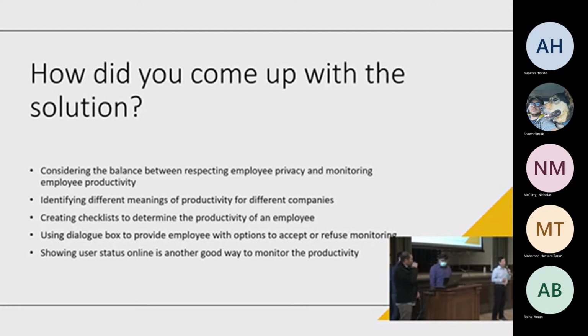We also thought about how to make a checklist. The checklist is a good way to monitor productivity because it can find out the number of tasks an employee has completed and how well the employee has done the task. In addition, we use user status, including online and away, in our chat system to monitor productivity.